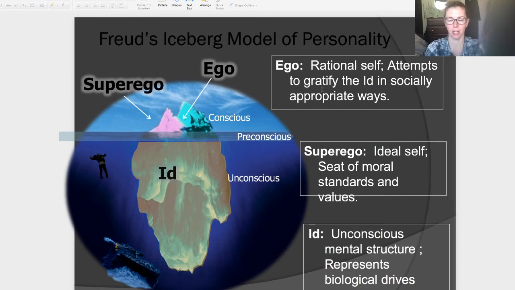And the superego is your ideal self. It's where your moral standards and values are. It's obviously the last thing to develop. Okay, so we have these three parts in psychodynamic therapy or in psychoanalysis. The therapist will attempt to get information from the individual about their unconscious by tapping into the preconscious. And we'll talk more about that when we get to psychological disorders and treatment. Remember, this is all according to Freud.